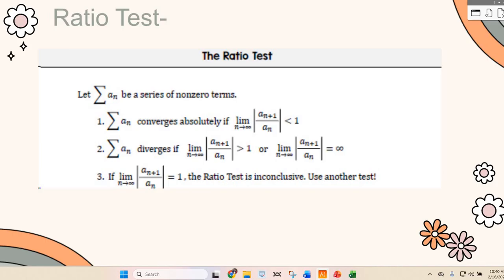Ratio in there. So it says, let the summation of a sub n be a series of non-zero terms. Then the series converges absolutely if the limit as n goes to infinity of the absolute value of a sub n plus 1 divided by a sub n is less than 1. And it diverges if the limit is greater than 1 or infinity. Some people put the "or infinity" here, but to me, infinity is still bigger than 1, so you could just put that first part instead. However, it is inconclusive if it equals 1.